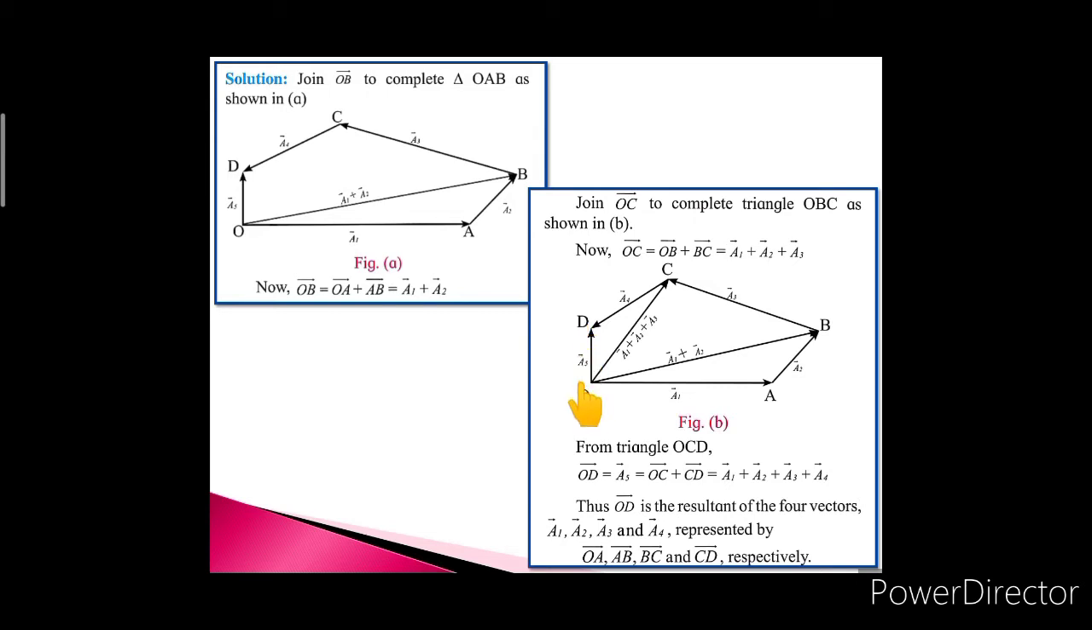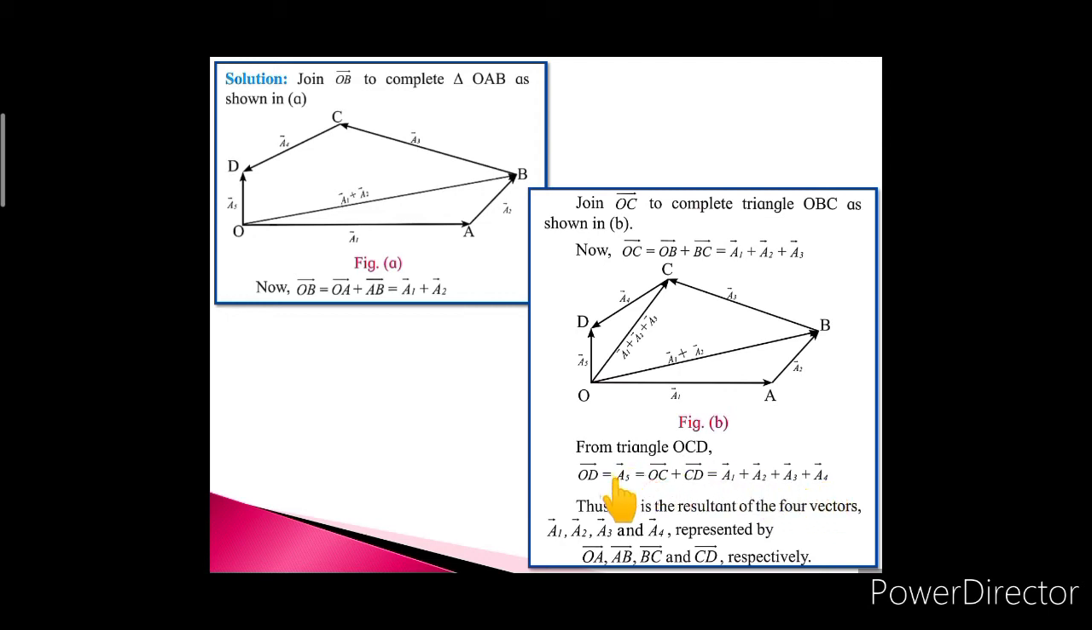Now over here we are getting a triangle OCD also. So we can say that vector OC is added with the vector CD, and vector OD is the resultant of the addition of these two vectors. So here we can say that vector OD, which is nothing but the vector A5, is equal to vector OC plus vector CD. The value of vector OC is vector A1 plus vector A2 plus vector A3, and the value of vector CD is vector A4. So the value of vector OD is vector A1 plus vector A2 plus vector A3 plus vector A4.